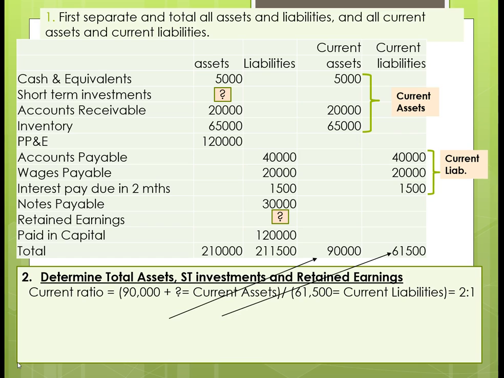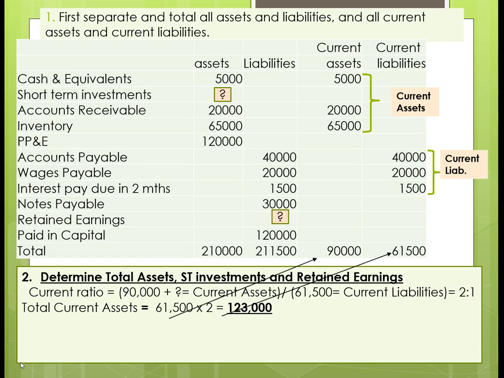Now, what we have is our current liabilities, so we have our denominator of 61,500, but we don't have our total current assets. All we have is 90,000, and what we don't have is the value to assign for short-term investments. We also know that the current ratio equals 2 to 1.